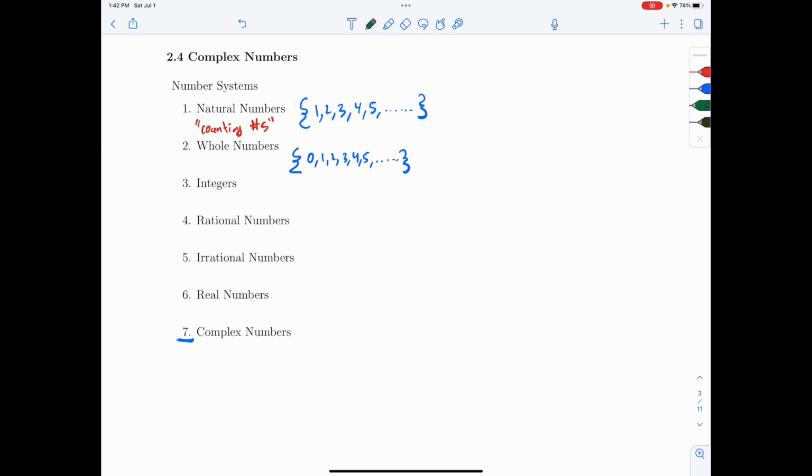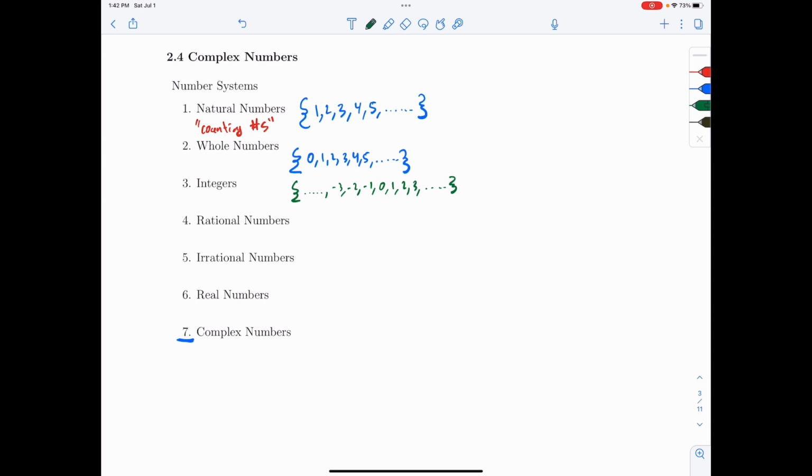Next up, we have the integers. Integers are all the negative whole numbers and the positive whole numbers. So from negative infinity, we're counting -3, -2, -1, 0, 1, 2, 3, etc. Those just go in both directions from 0.